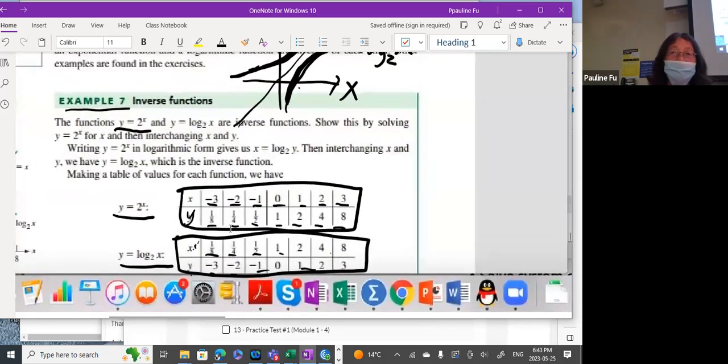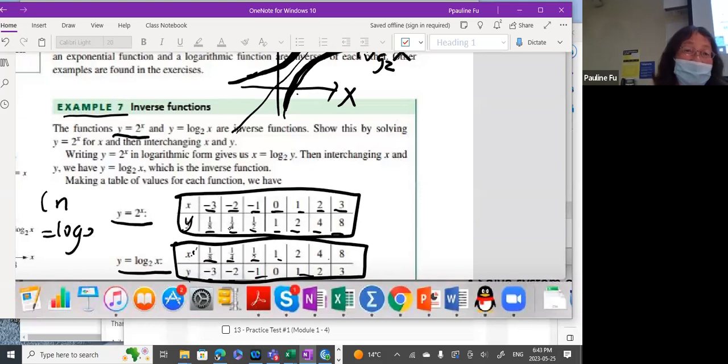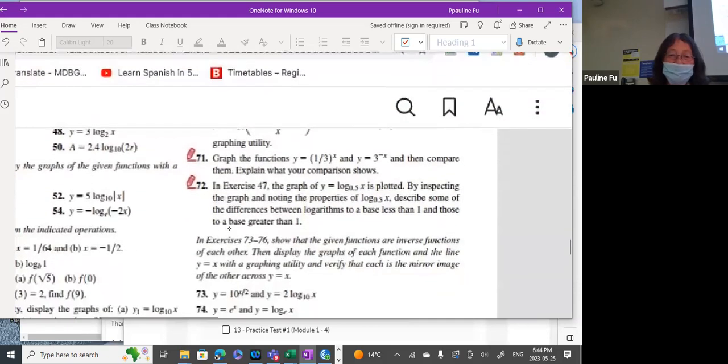Is ln the same thing as log or no? Ln, thank you. Ln, we'll do it later or next. You watch the pre-recorded lecture. This is equal to log based on e. So ln x equal to log based on e. What is e? e is the natural number. Okay. Okay, questions?